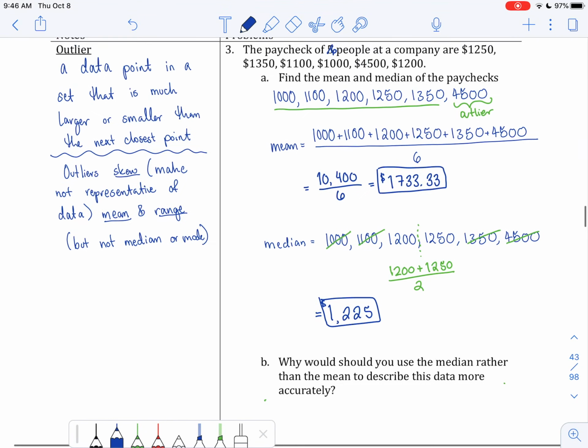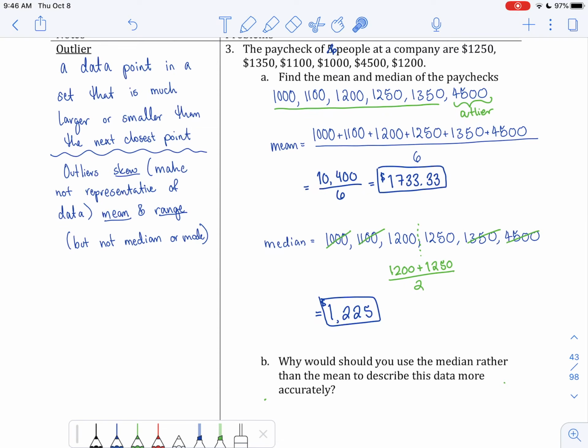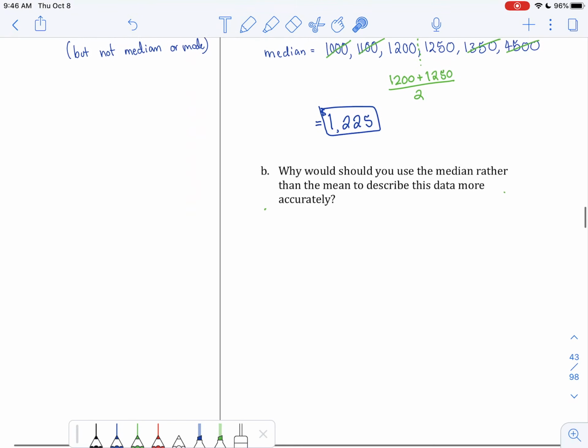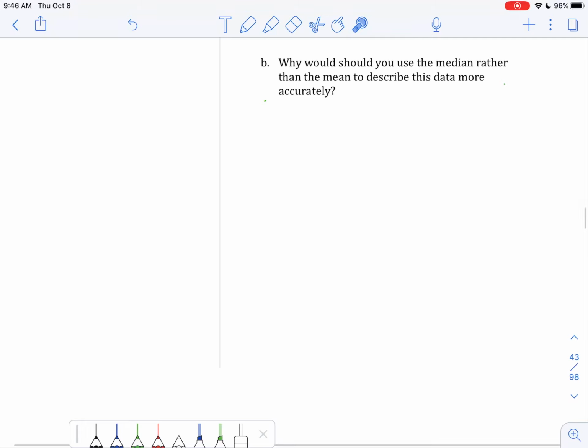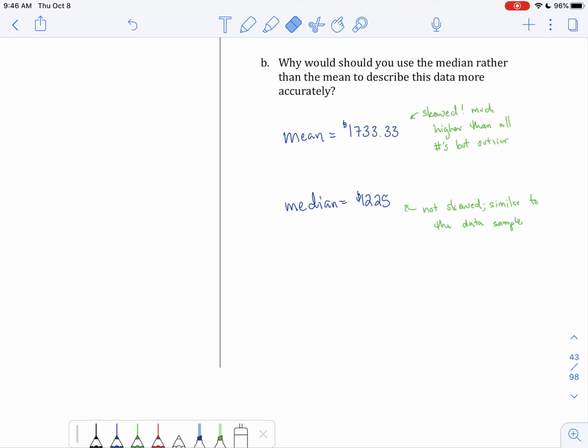So when we say they skew, you'll notice here all of these numbers are closely grouped together, and this would be part of that group. This number is much bigger than all of these except for the outlier. So the outlier has made the mean bigger than it should be based on the data set. So why would we use the median rather than the mean to describe this data set? Again, if we look at these two numbers, which ones look more like the data set that we have? We have this number, the mean, that's much too high.